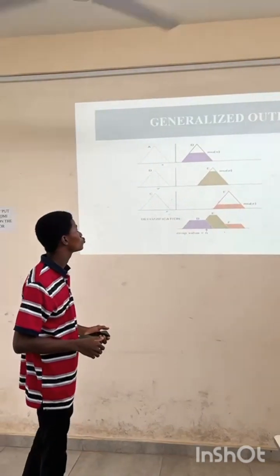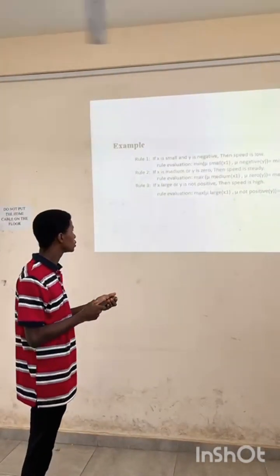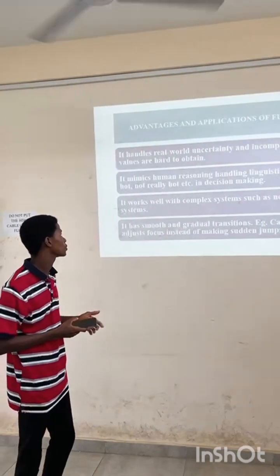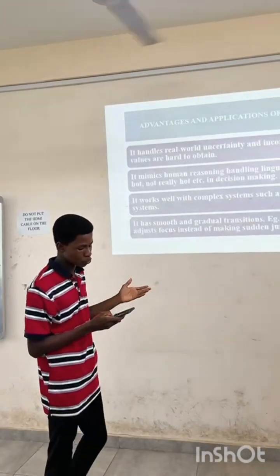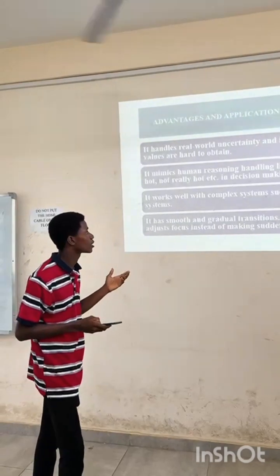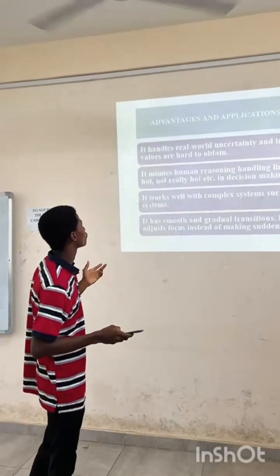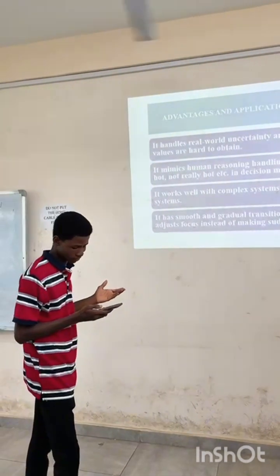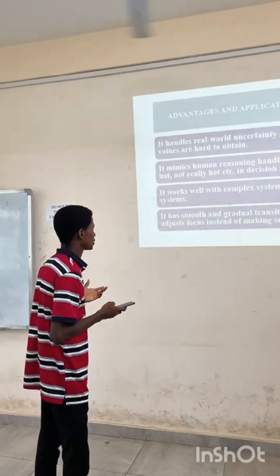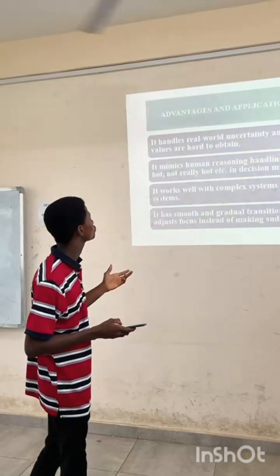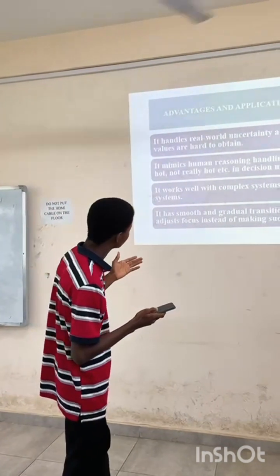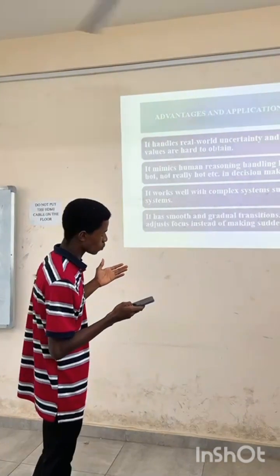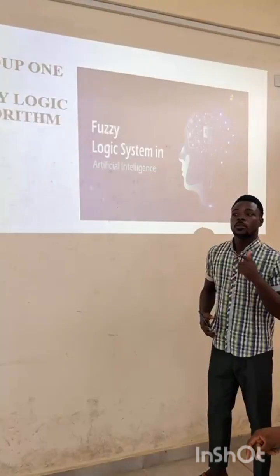I'm here to present some applications of fuzzy logic. One, it helps in control systems. Fuzzy logic is used to control complex systems such as temperature control, speed control, and robotics. Also, it is applied in natural language processing to handle ambiguities or uncertainties within the language.